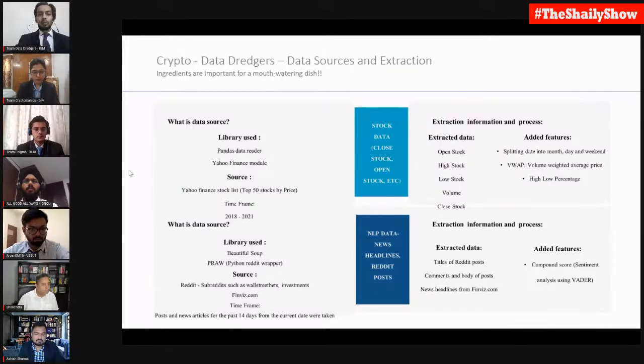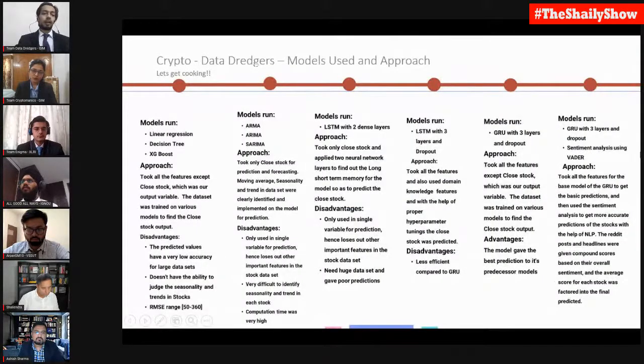The compound scores that we were getting ranged from around -1 to 1. Suppose the compound score is 0.39; we are using this factor in our prediction score, and adding it to our predictions to get an even better RMSE. Here we have basically given our journey, showing which models we used from the start.